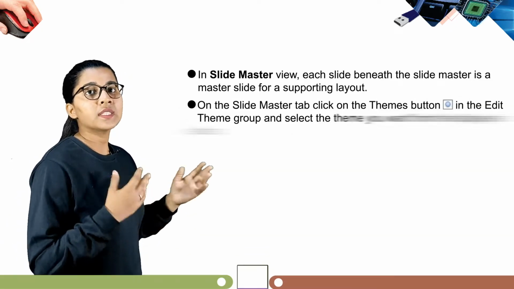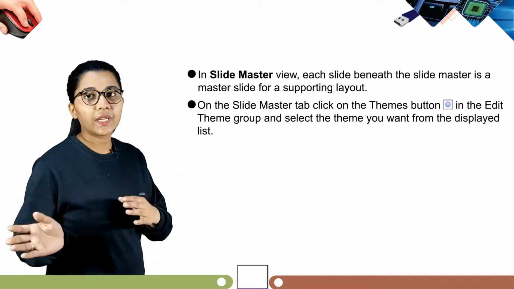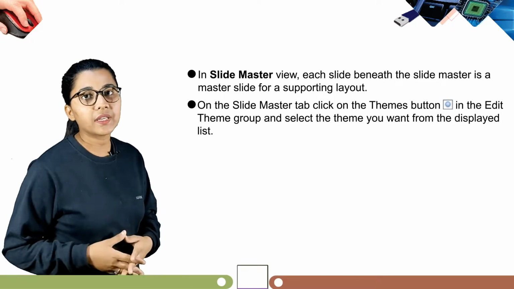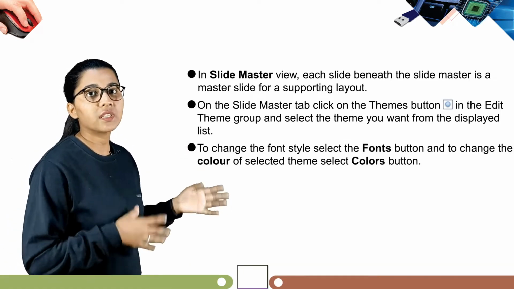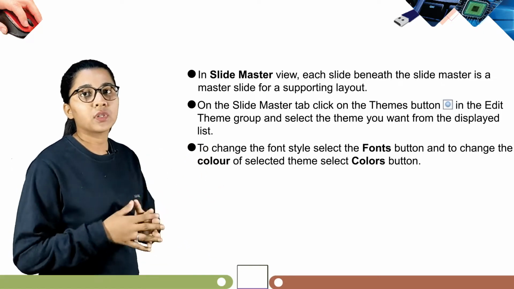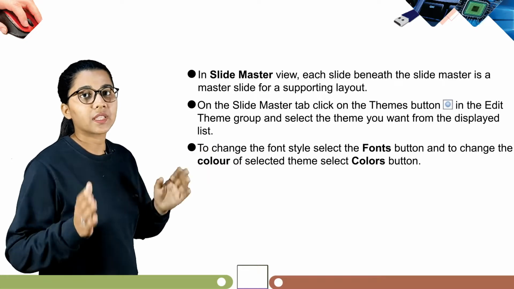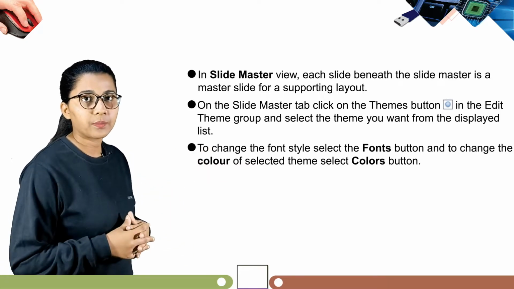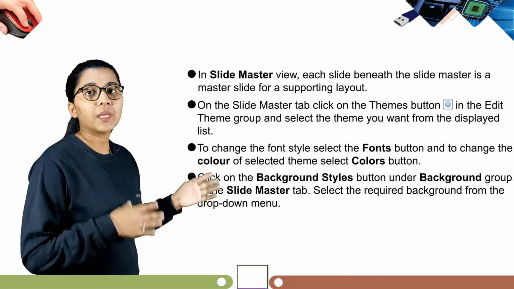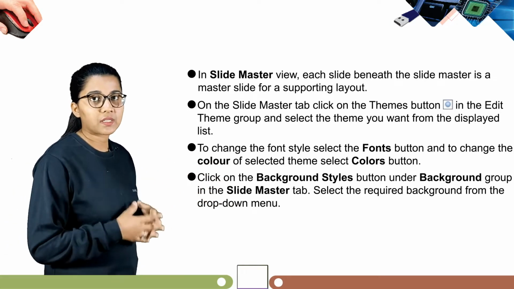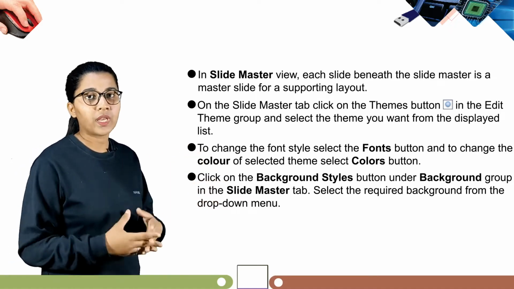Next, on the Slide Master tab, click on the Themes button in the Edit Theme group and select the theme you want from the displayed list. To change the font style, select the Fonts button and to change the color of the selected theme, select Colors button. Now, click on the Background Styles button under Background group in the Slide Master tab. Select the required background from the drop-down menu.